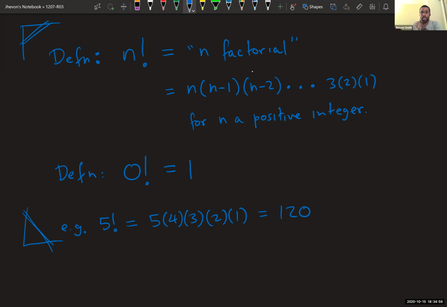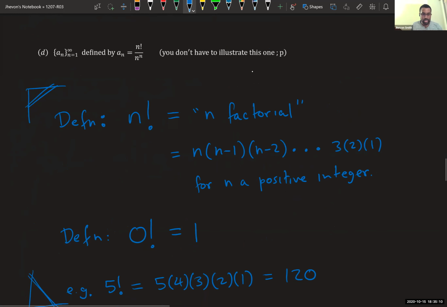So if you have 5 things to put in a list and you want to find all lists in all possible orders, there are 120 orders. There are 120 ways that you can order things in a list of 5 things. So that's what that is, right?